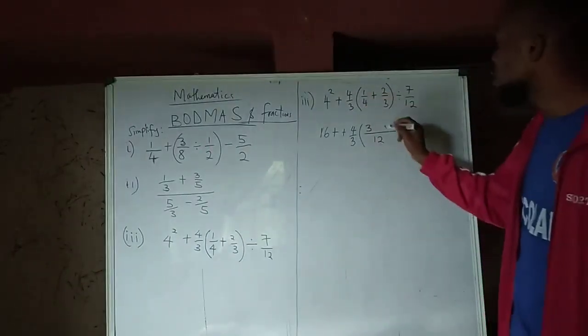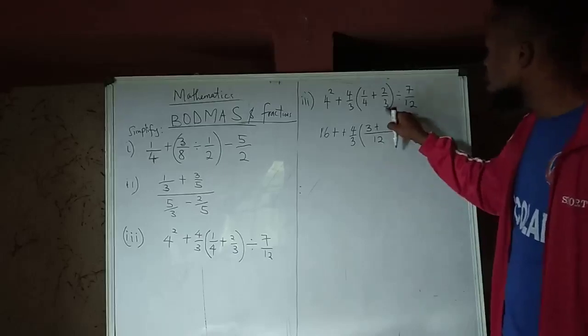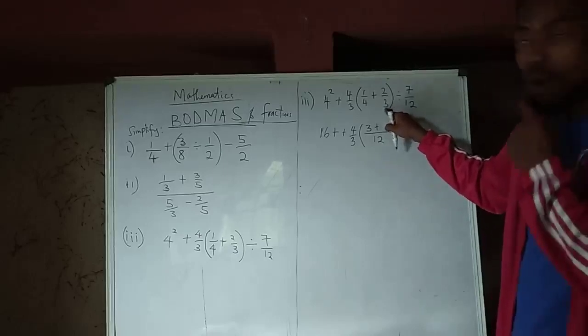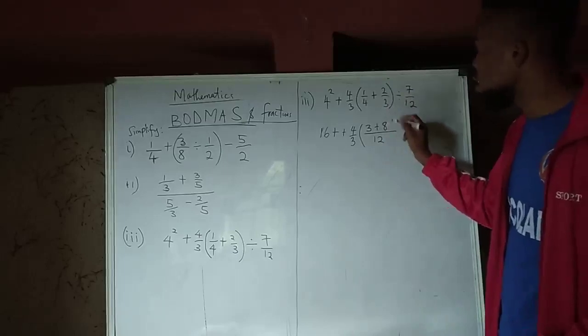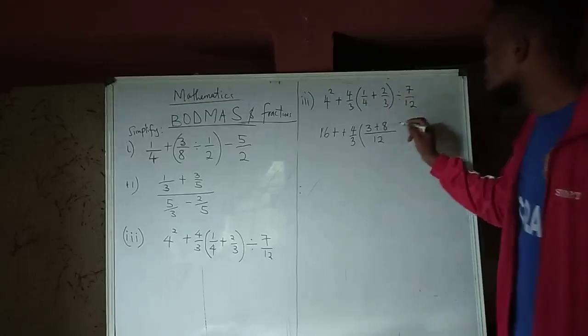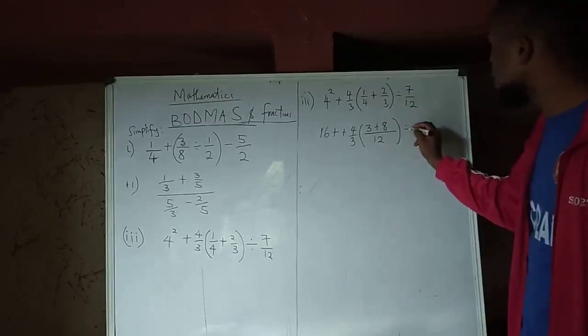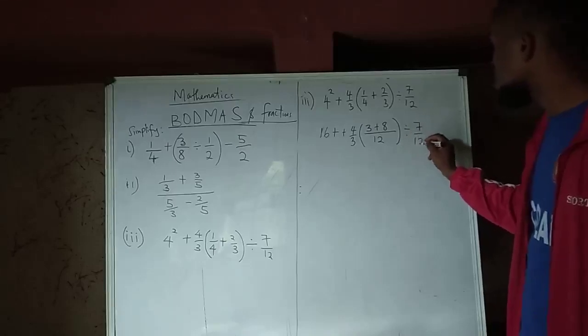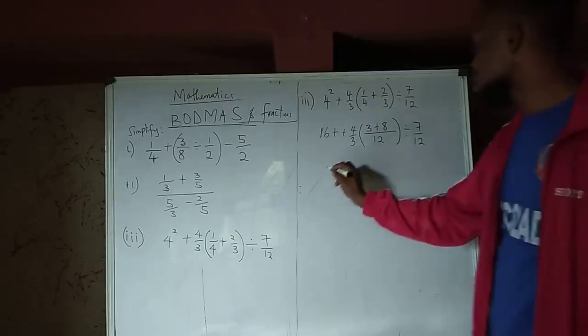You see what I did? Then I also do 12 divided by 3, which will give me 4. 4 times 2 is going to be 8. Alright? So that's what I have. Then I have 8 divided by 7 over 12. You see that? So let's proceed further.